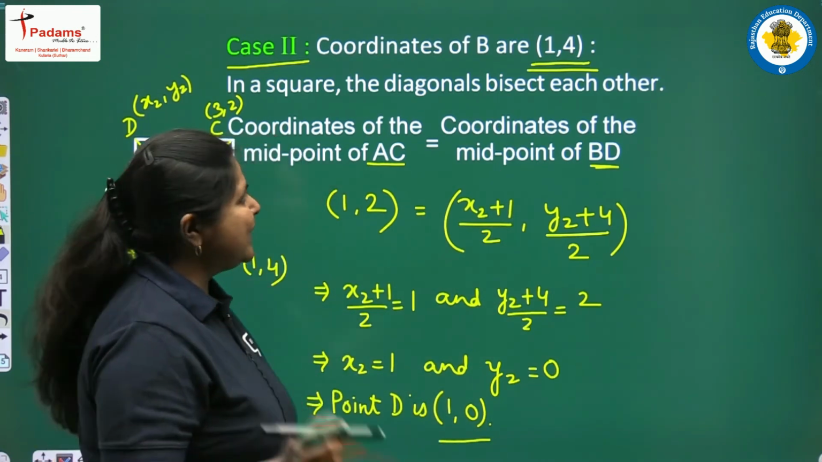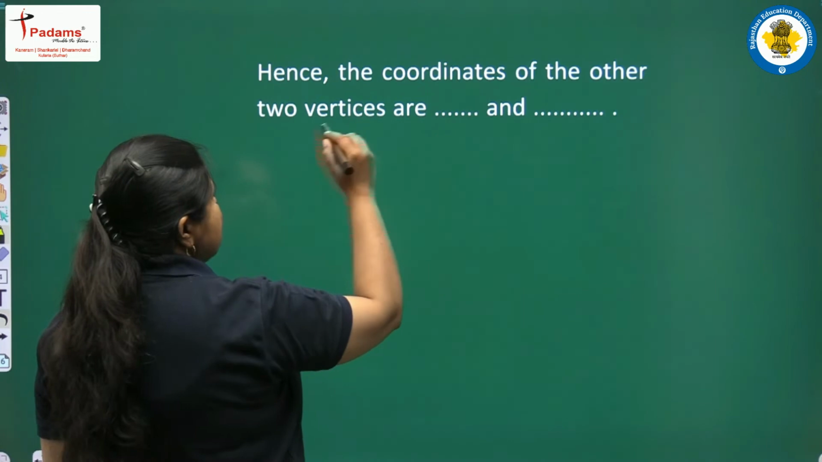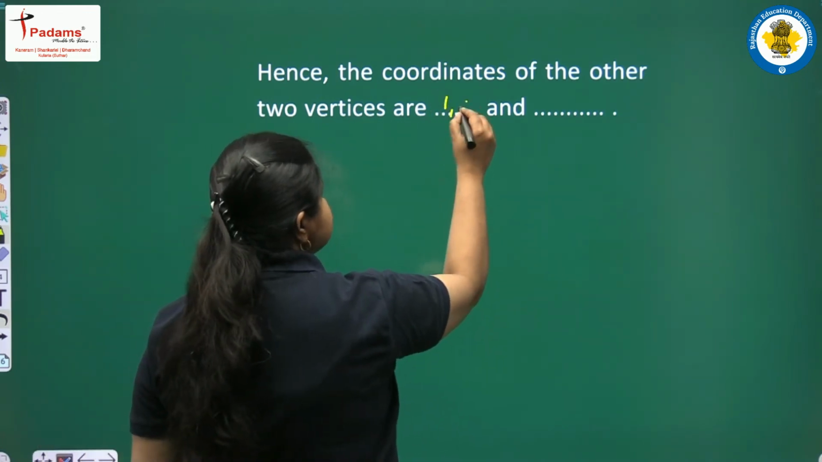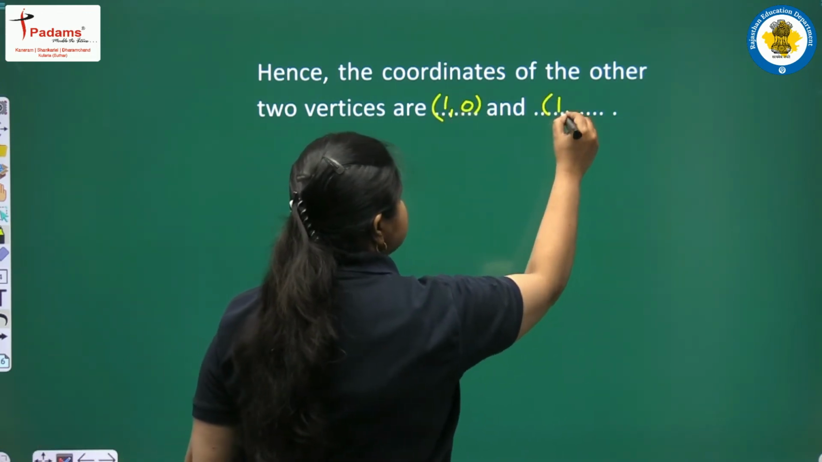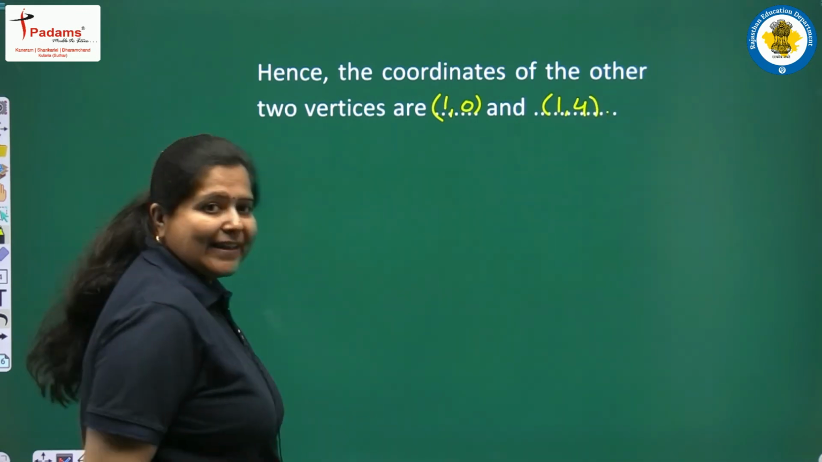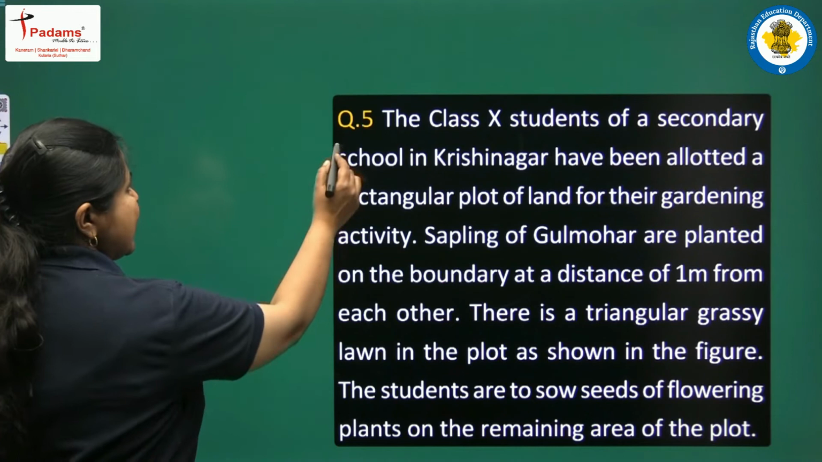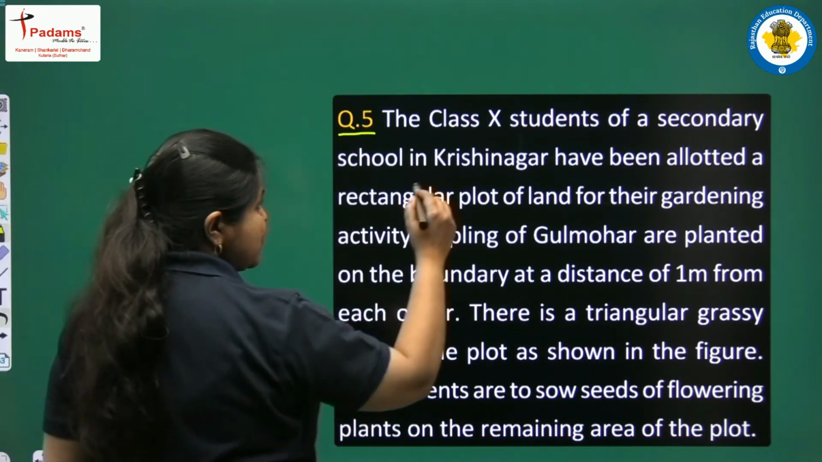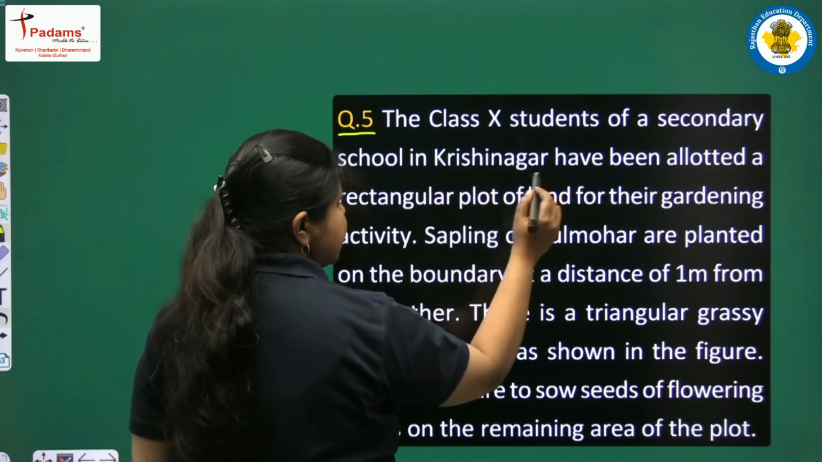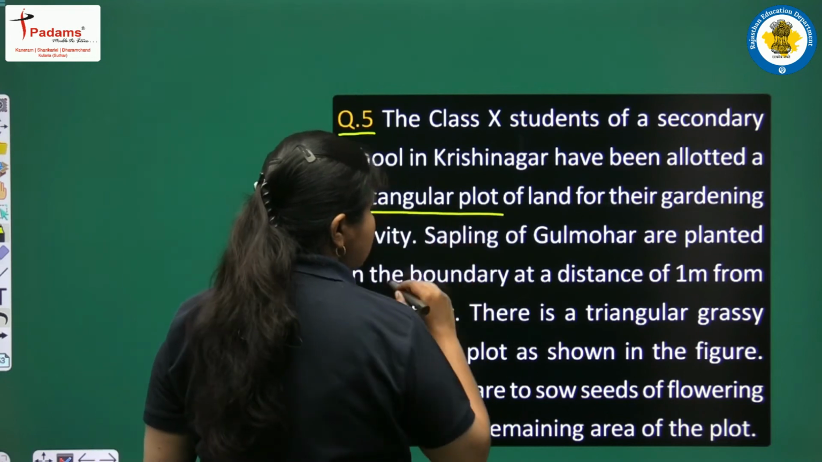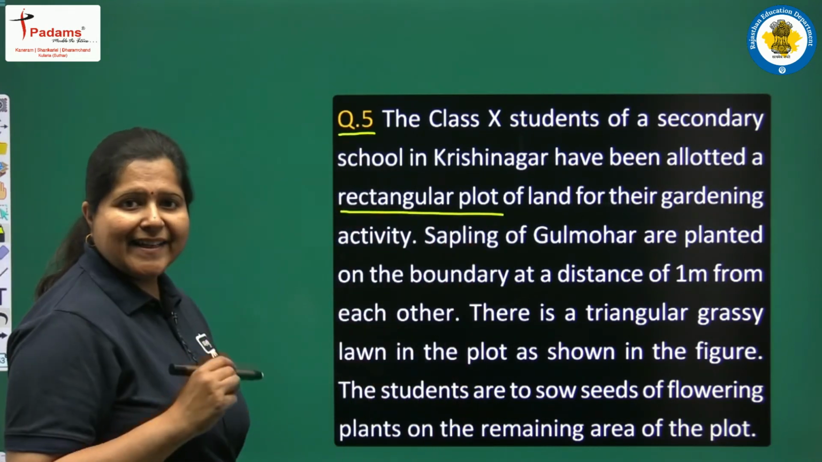सो एक्चुअली हियर वी कैन से द कोऑर्डिनेट्स ऑफ द अदर टू वर्टिसेस आर 1, 0 and 1, 4. So this is the final answer. Got it? Next we take question number 5. Question 5. The class 10 students of a secondary school in Krishinagar have been allotted a rectangular plot of land for their gardening activity.